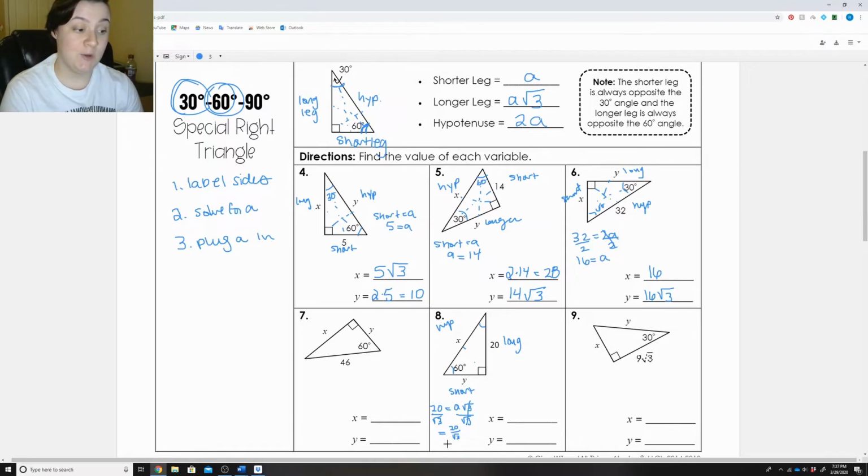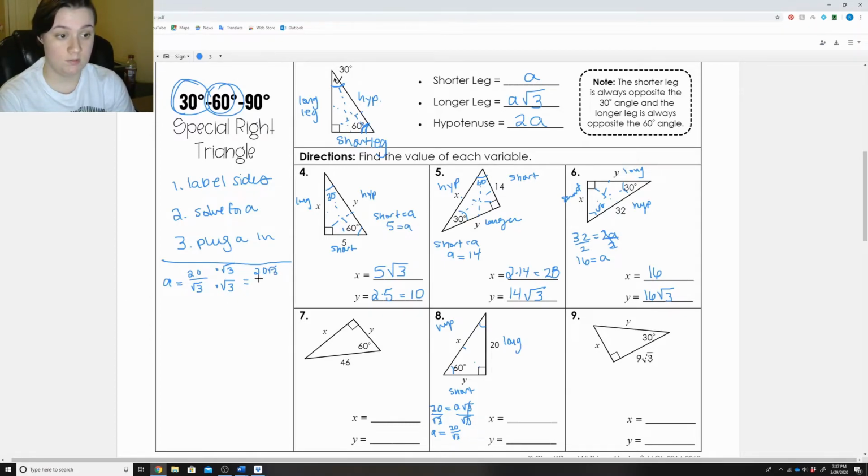But again, we want to take this and put the square root on top. So we're going to rationalize. So we have that a is equal to 20 divided by the square root of 3. Square root of 3 is what we have on the bottom. So we're going to multiply the bottom and the top by square root of 3. 20 square root of 3, it's just what it is. Square root of 3 times square root of 3.